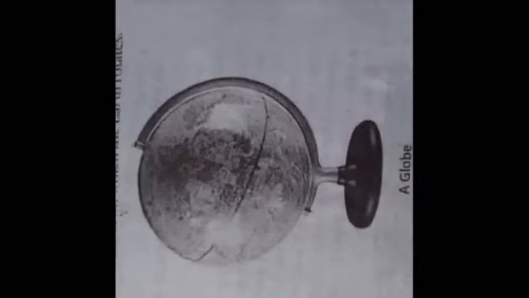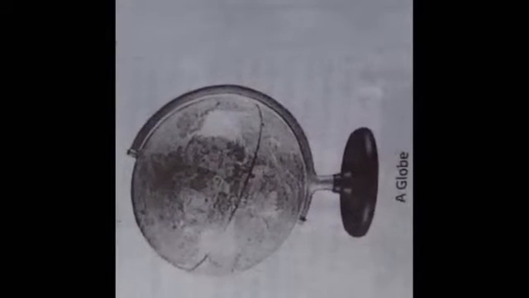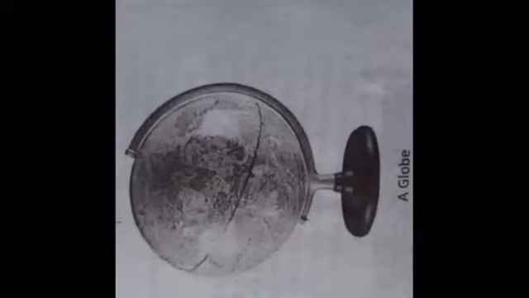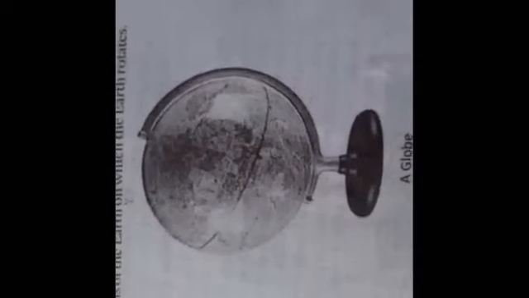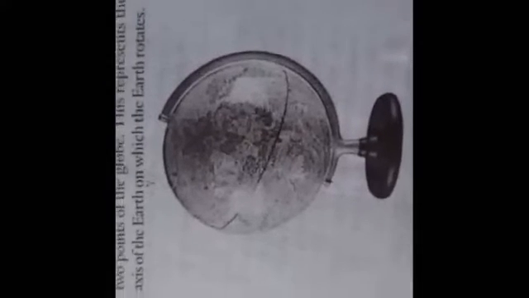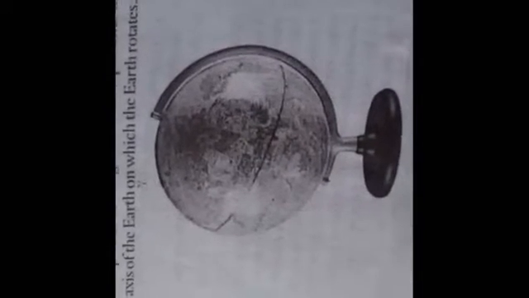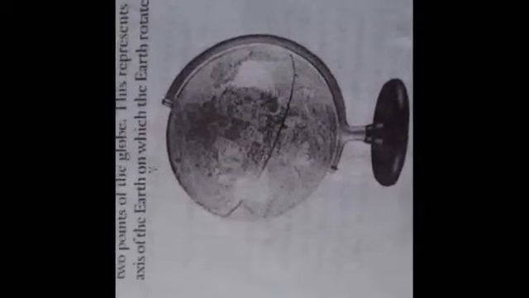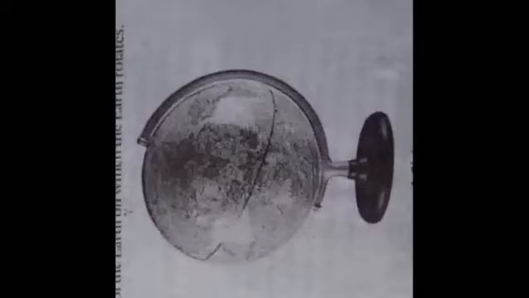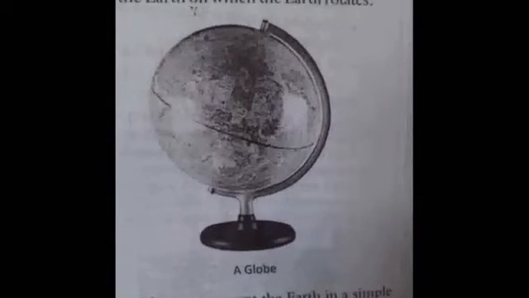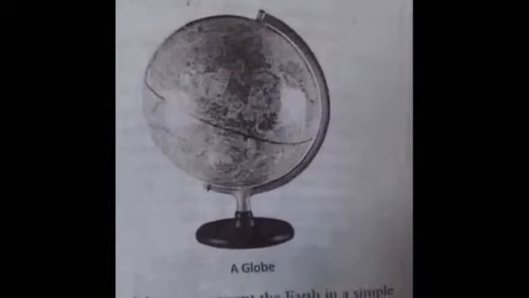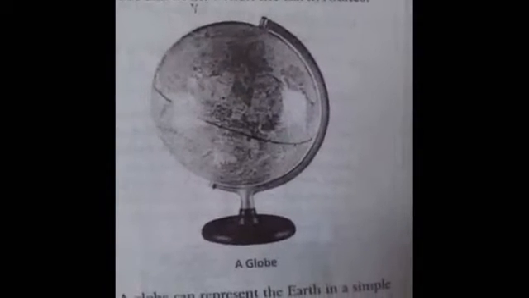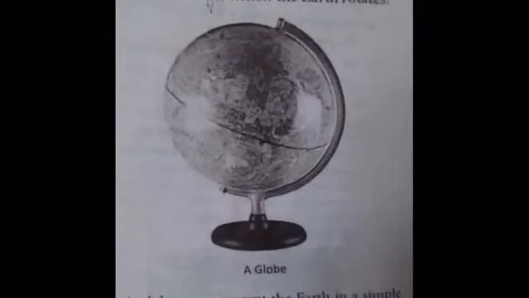What is the meaning of model? Model means a copy of something, usually smaller than the original. And the globe shows physical features of the earth like seas, oceans, mountains, continents, and boundaries of various countries. But even on a globe, we can see only half of the earth at a time. The other half is hidden. We can see the other half by rotating the globe.